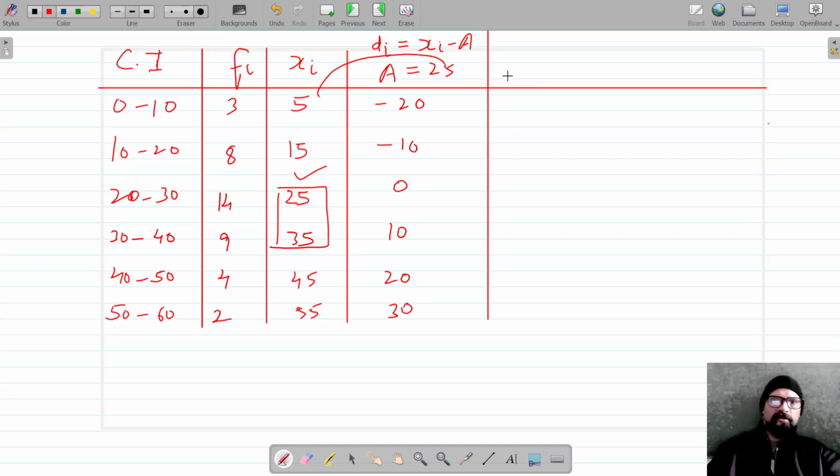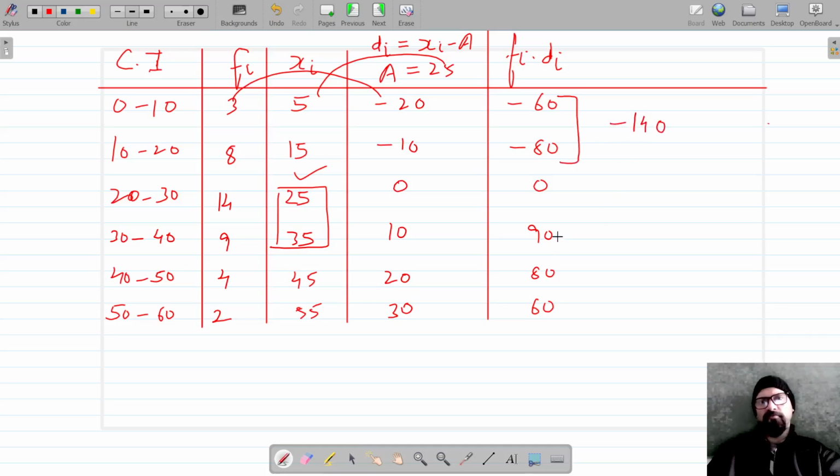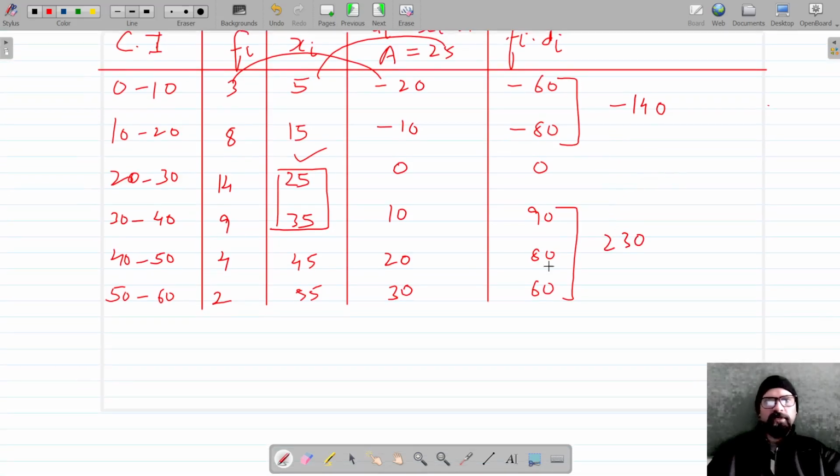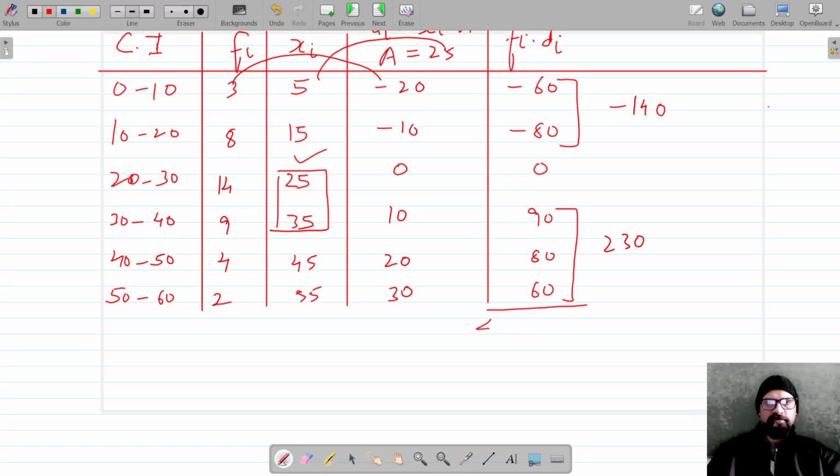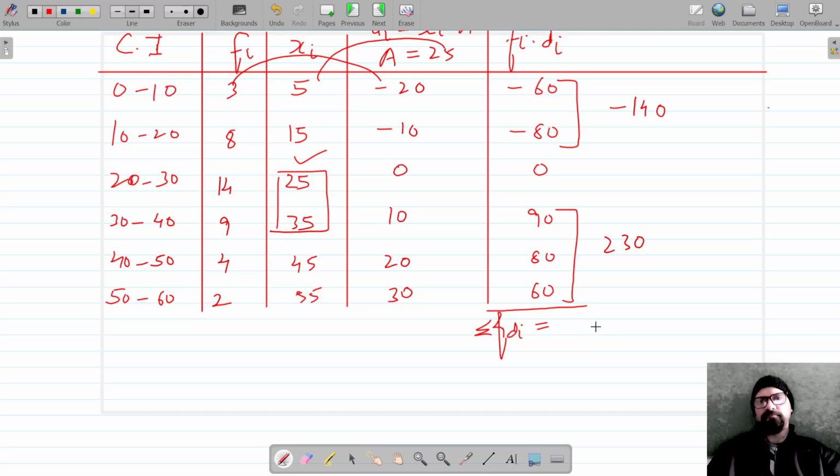So this is di. Now our next column will be fi into di. We have to use the shortcut method. So this is fi into di, which is negative 60, negative 80, 0, 90, 80, and 60. Okay, the sum of the negative terms is minus 140. This is 230. And let's add them. So 230 minus 140 is the summation of this column, which is sigma fi into di.